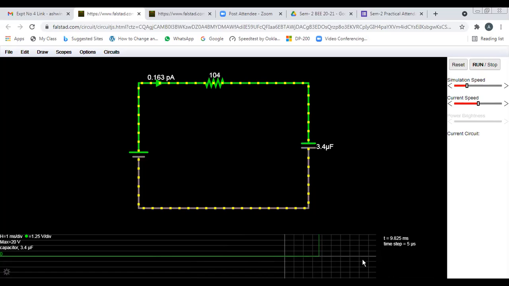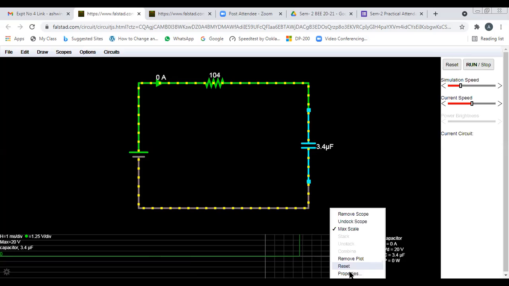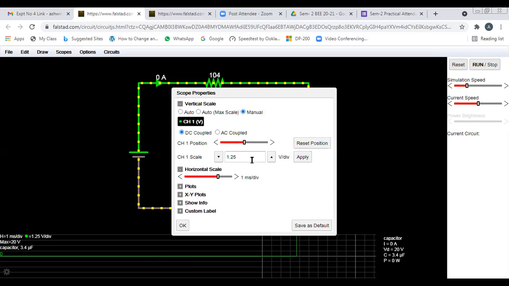Okay, so what I'll do now, the simulation speed is very slow. Only this vertical line you can see. We want its final value also. So you change the scale. Right click, properties, the y-axis scale will change so that you can see the graph.